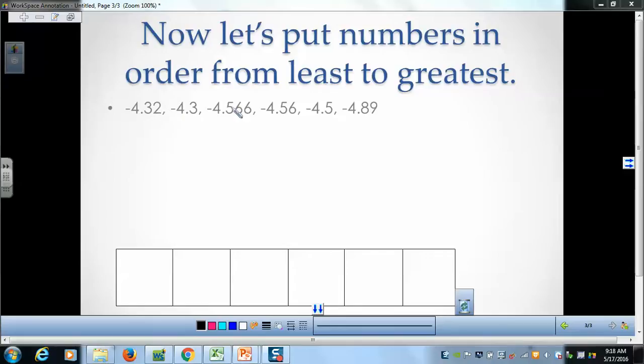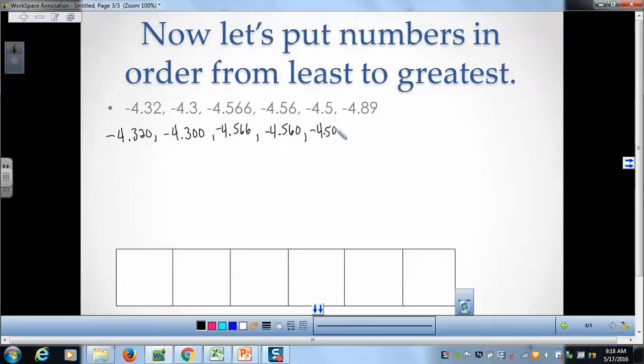As I look through my list of numbers, this has the most decimal places, which is 3 decimal places. So what I'm going to do is add zeros so that they all have 3 decimal places. So I'm going to rewrite this as negative 4.320, negative 4.3, and then I'm going to add 2 zeros. This is already up to 3 decimals. Then I'm going to add a 0 here. I'm going to add 2 zeros here. And then I have this guy.